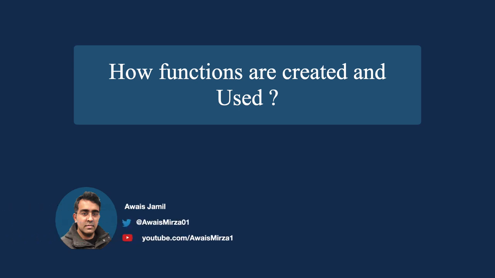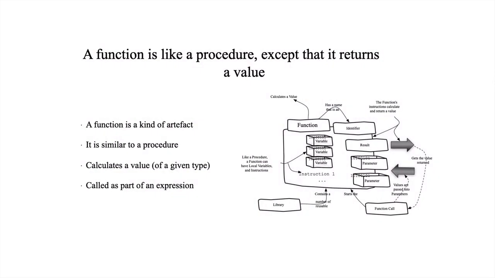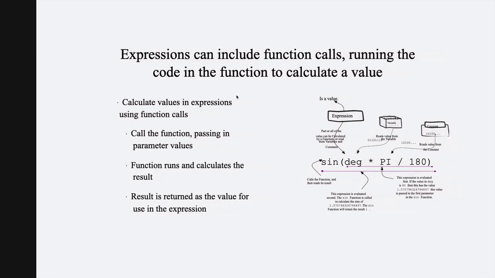So how are functions created and used? A function is like a procedure except it returns a value. So in this diagram, we have a function, we have some local variables here, and we have some parameters going inside the function. So it's an input, it can take a parameter, which we'll talk about shortly. Then here we have output, which is the result. So this is a function. We'll take a look at how we define functions.